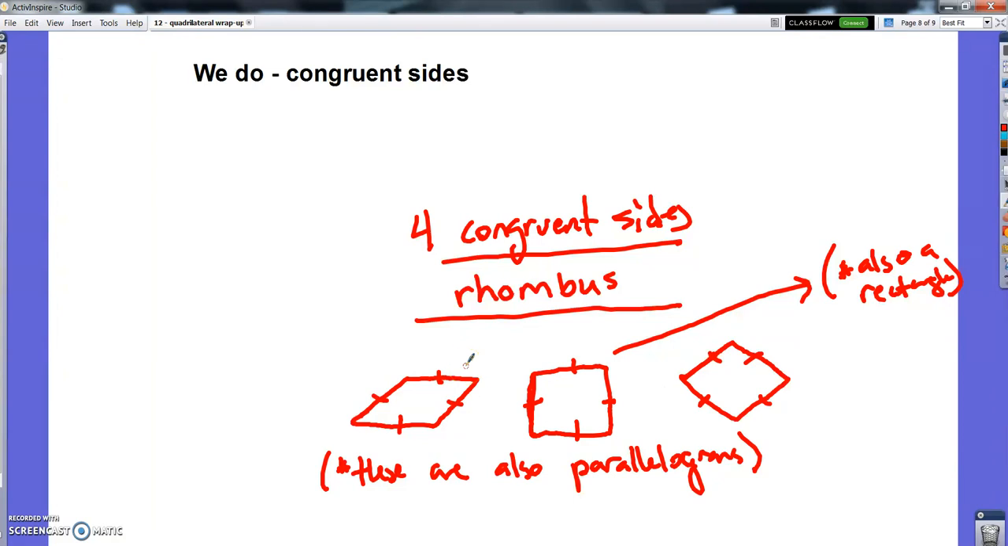So that's the gist of it. So those are just vocabulary words you need to know. We can classify quadrilaterals by how many congruent sides they have, how many parallel sides they have, or how many right angles they have. And that is it.